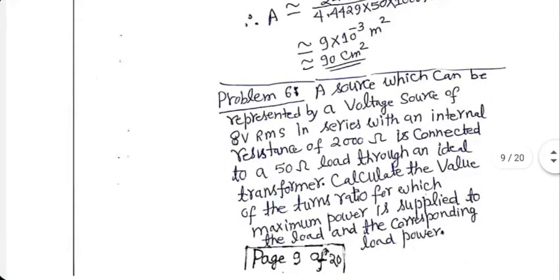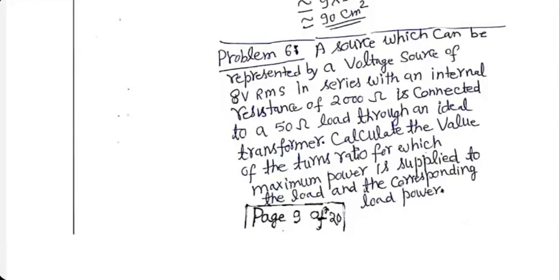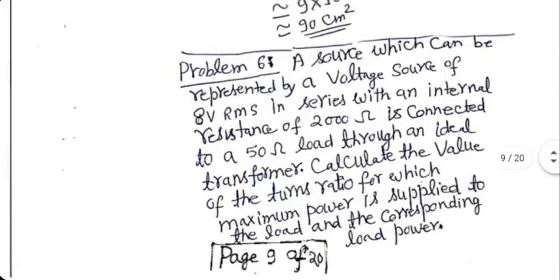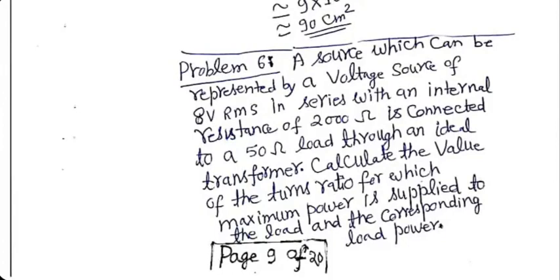So it is a 8 volt source. It has internal resistance of 2000 ohms. It is connected to a 50 ohm load, RL is 50 ohm, through an ideal transformer. Ideal means lossless. Calculate the value of the turns ratio, small a, for which maximum power is supplied to the load and the corresponding load power. In first year, basic electronics course, you were taught a theorem called maximum power transfer theorem. What it means is the load resistance and source resistance must be equal to each other to get maximum power transferred.